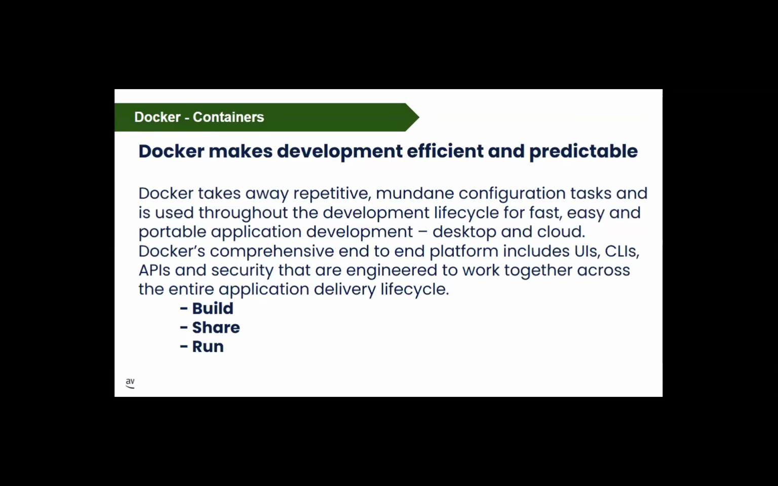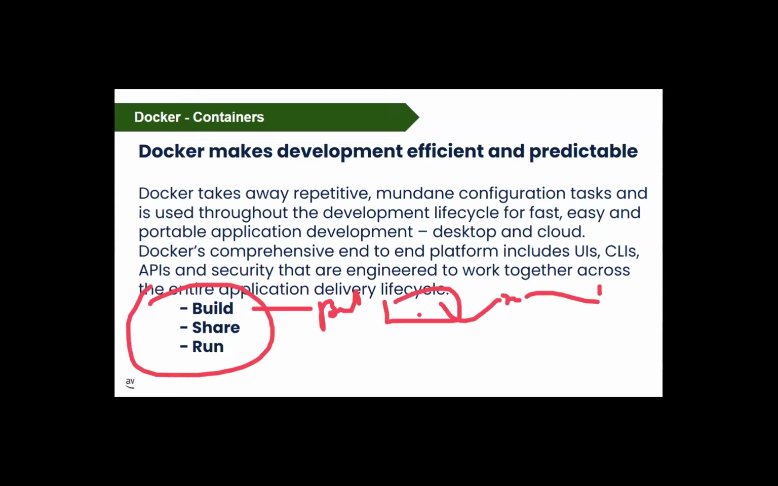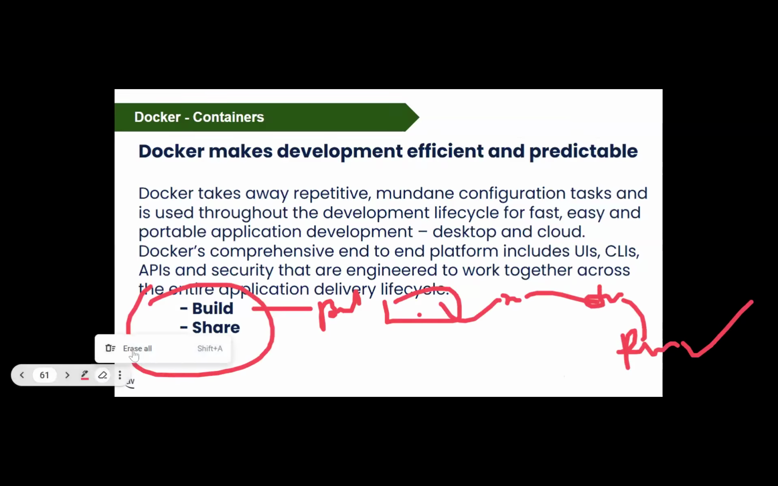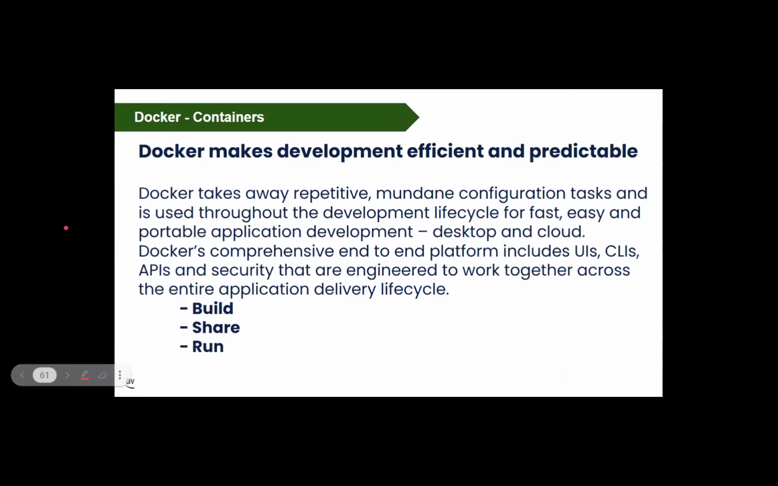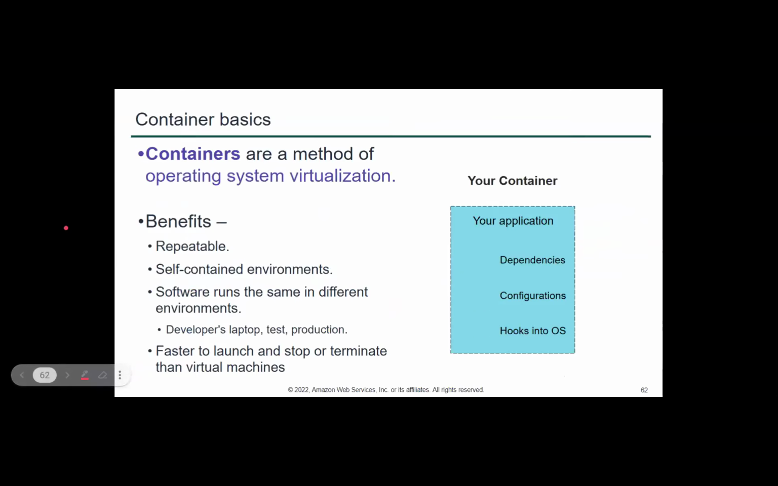So main thing Docker makes is it's developer efficient and predictable. That means main thing is build, share and run. Docker helps us to build it in your system, pack it up, share it to somebody else, and then run it there. Also, it will work. Run it there, and there also it will work. That's what the main thing it is doing.